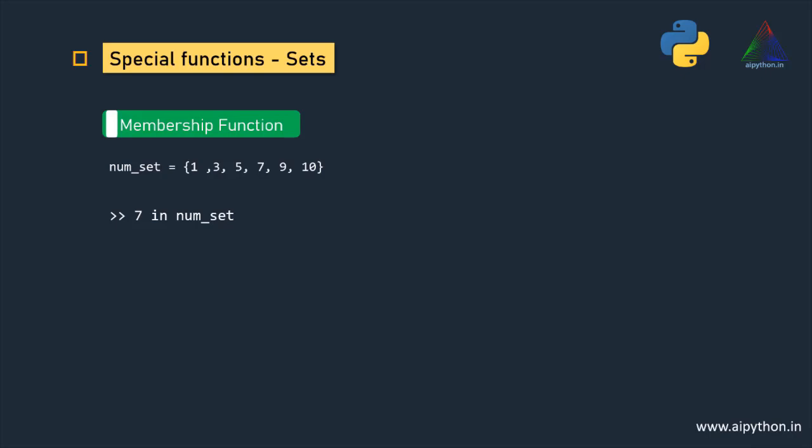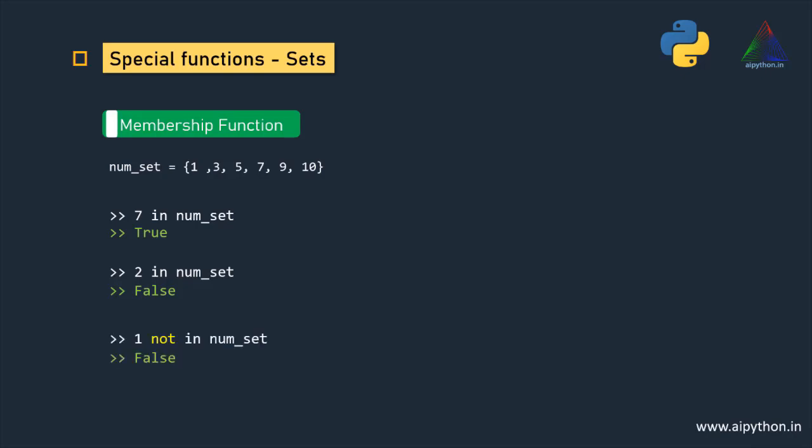Then you can use the syntax 1 in numset. It will return whether it is available or not. In this case it is available, so it will give a result true. Similarly, if you want to check whether 2 exists in the numset or not, the syntax will be 2 in numset, and it will return false.